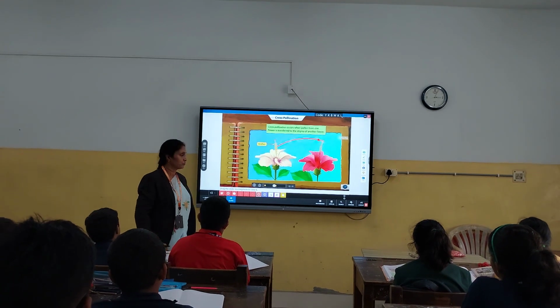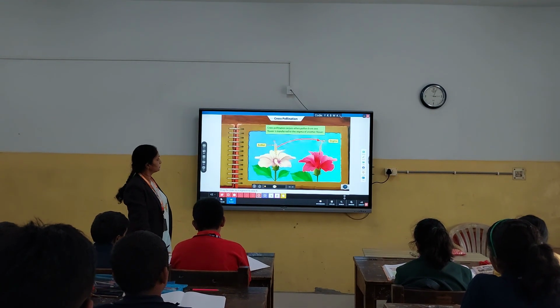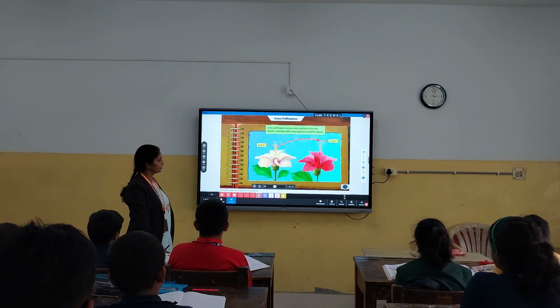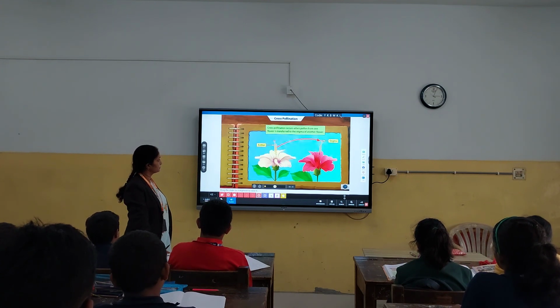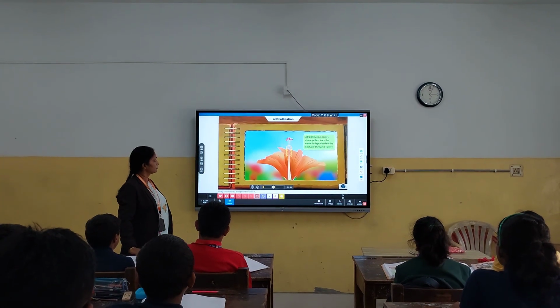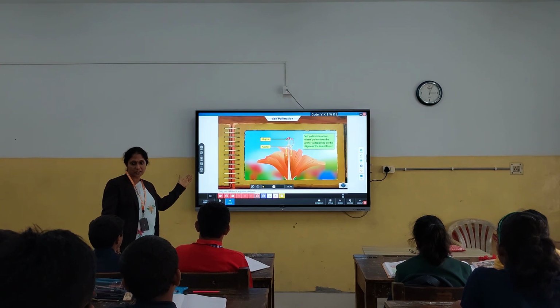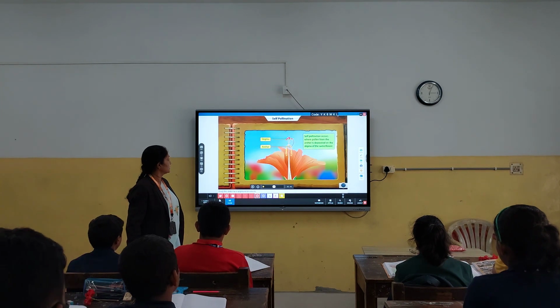When pollen from the anther of one flower is transferred to the stigma of another flower, it is known as cross-pollination. Self-pollination occurs when pollen from the anther is deposited on the stigma of the same flower.